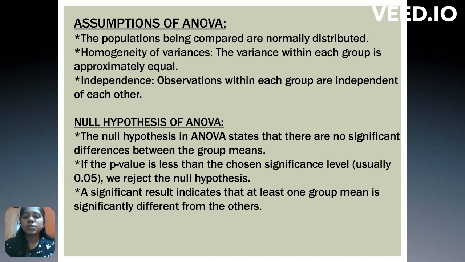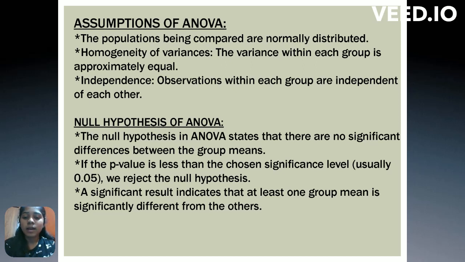Then it is the assumptions of ANOVA, that is the populations being compared are normally distributed. Then homogeneity of variance, which means the variance within each group is approximately equal. Then the independence, which means observations within each group are independent of each other.